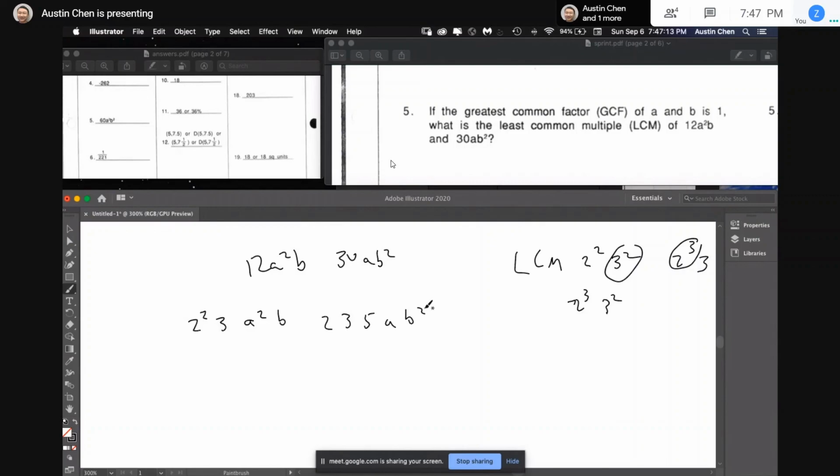So we know we have to have at least 2 squared, 3, and 5 because these already have it. But if A and B have any more of these, then we'd have to change that.